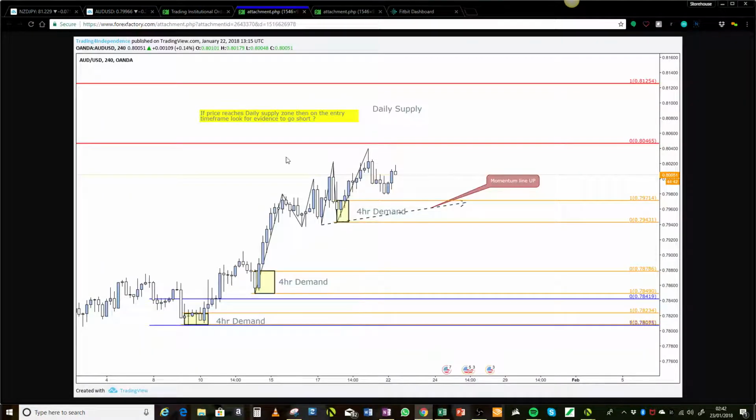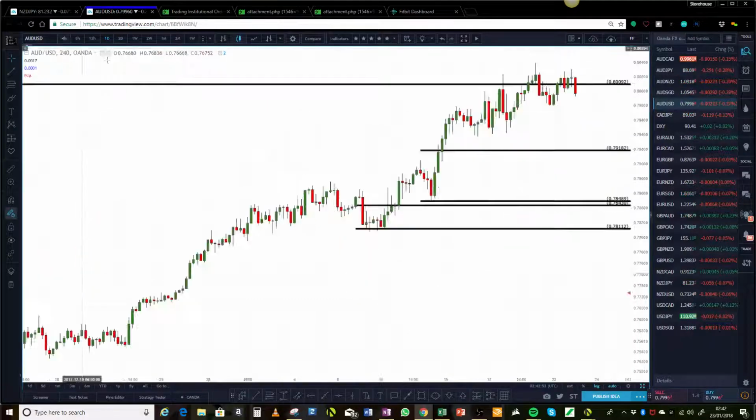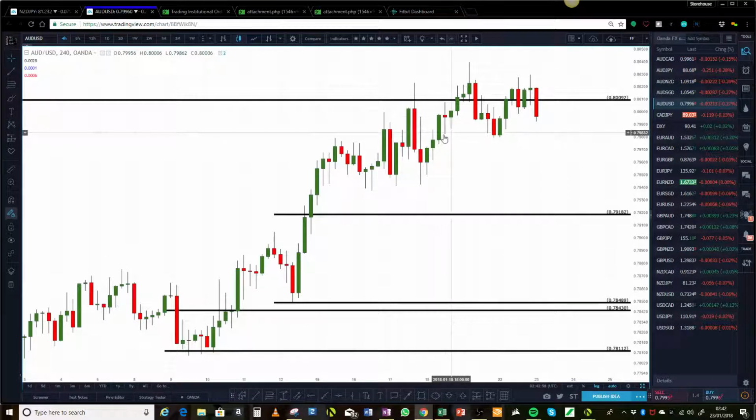So taking a look at the 4 hour. This is what the 4 hour looked like. Something that I would point out to you on that 4 hour chart, if I just change this to a 4 hour, is that we had removed a stack of orders in here. A stack of orders in here had been removed. So this would be a 4 hour supply zone.